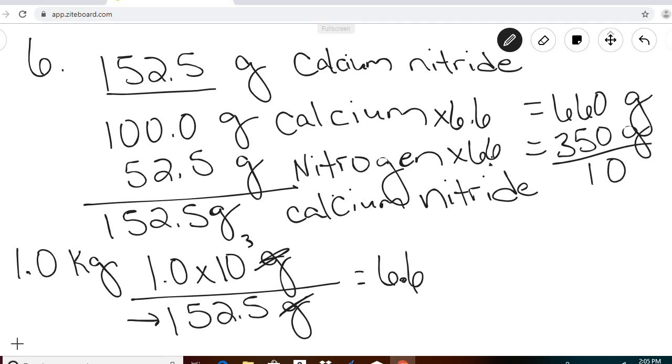And again, this is not going to come out exactly, but it'll be close to the 1,000 grams that we want. The answers are just going to be different based on significant figures. So you would need 660 grams of calcium and 350 grams of nitrogen to make 1 kilogram of the calcium nitride.